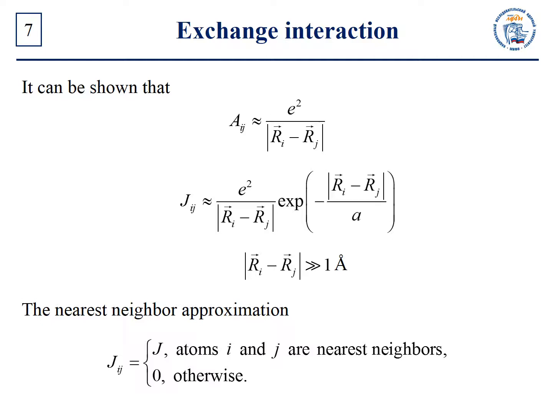Since both functions phi_i and phi_j are exponentially localized at a distance about 1 angstrom from the corresponding atoms, it can be shown that A_ij and J_ij can be expressed in the following way. It is important that J_ij falls off exponentially with the distance between the atoms i and j, being maximum when these atoms are nearest neighbors. This is why the so-called nearest neighbor approximation is of frequent use. For different materials, the value of J varies widely, being typically in the range from 0.001 to 0.1 electron volts.